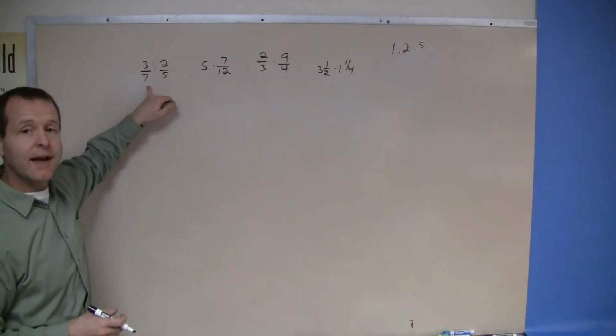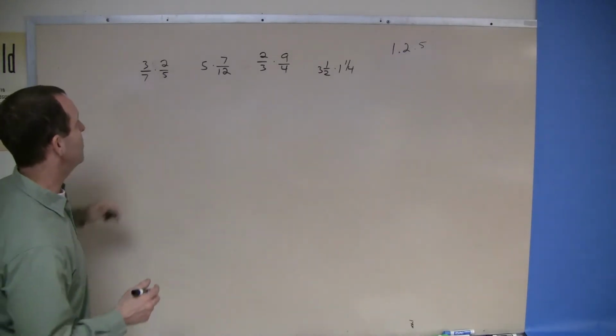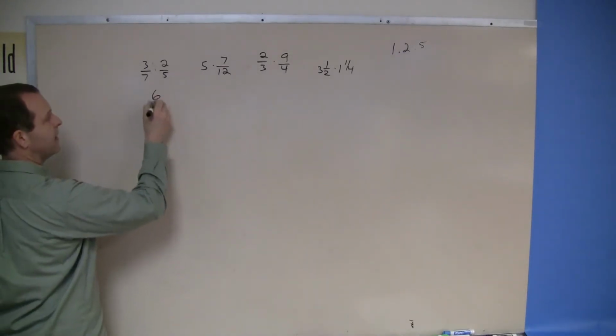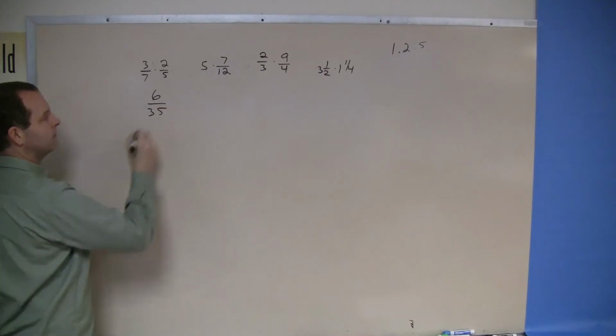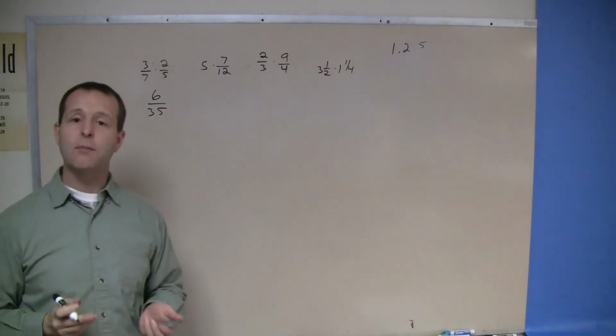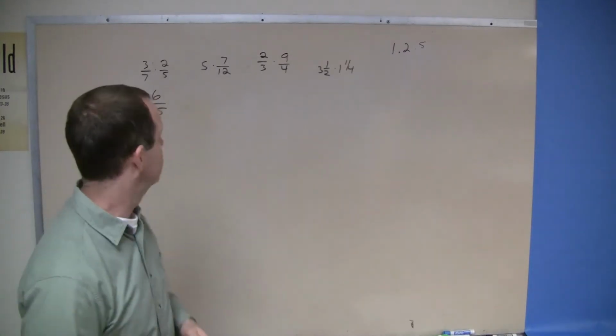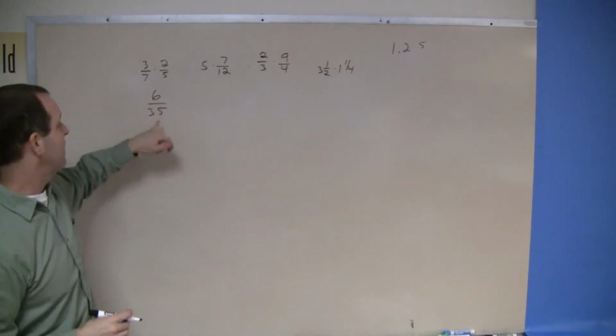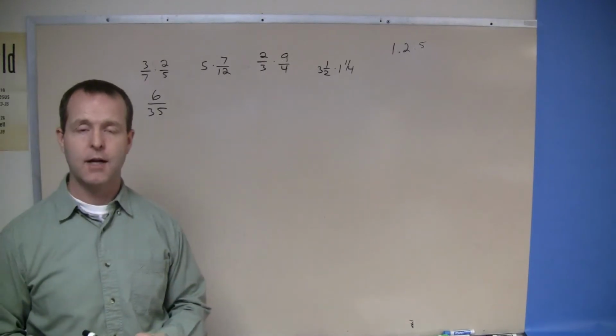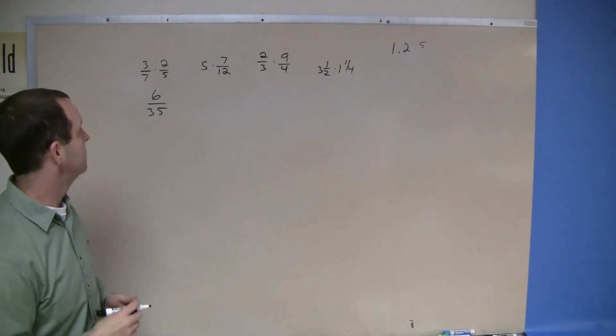The first one, 3/7 times 2/5. Numerator times numerator is 6. Denominator times denominator is 35. So that multiplies to 6/35. I checked to see if it can be reduced, and I don't see any factors of 6 that are also factors of 35. So that number is reduced.